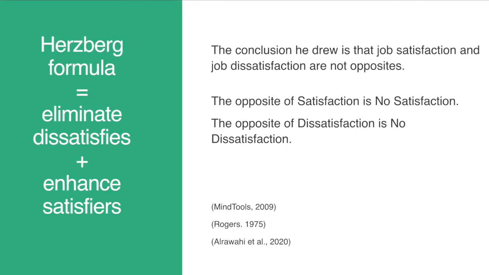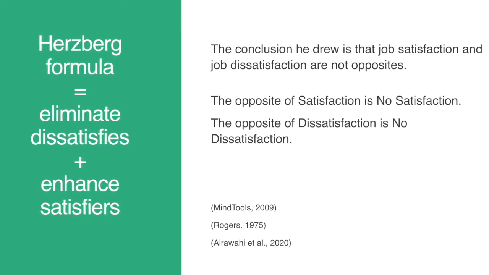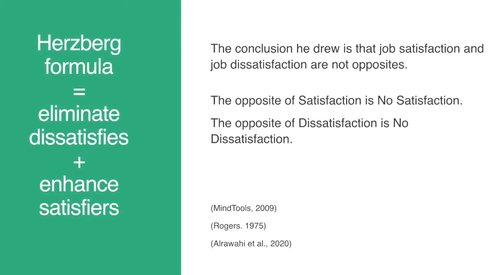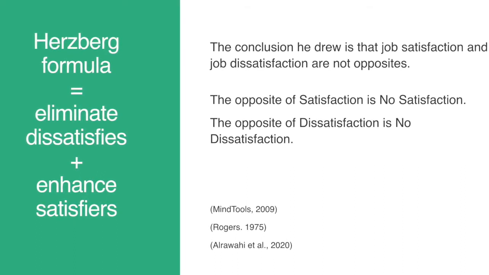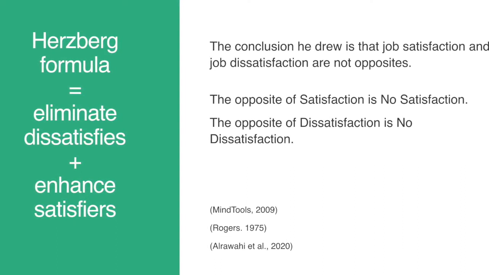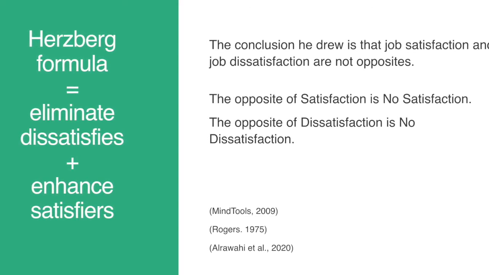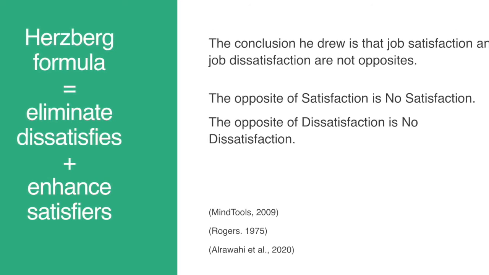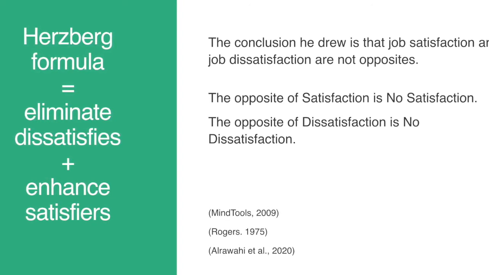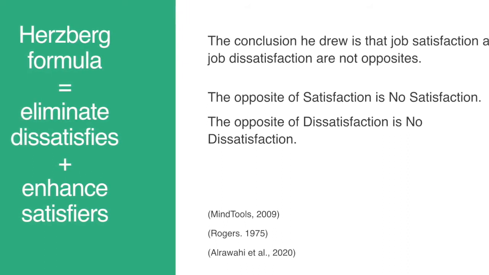We think the main formula of Herzberg's two-factor motivation theory is: eliminate dissatisfiers and enhance satisfiers. The conclusion that he drew is that job satisfaction and job dissatisfaction are not opposites. The opposite of satisfaction is no satisfaction, and the opposite of dissatisfaction is no dissatisfaction. Herzberg used this model to explain that an individual at work can be satisfied and dissatisfied at the same time, as these two sets of factors work in separate sequences.